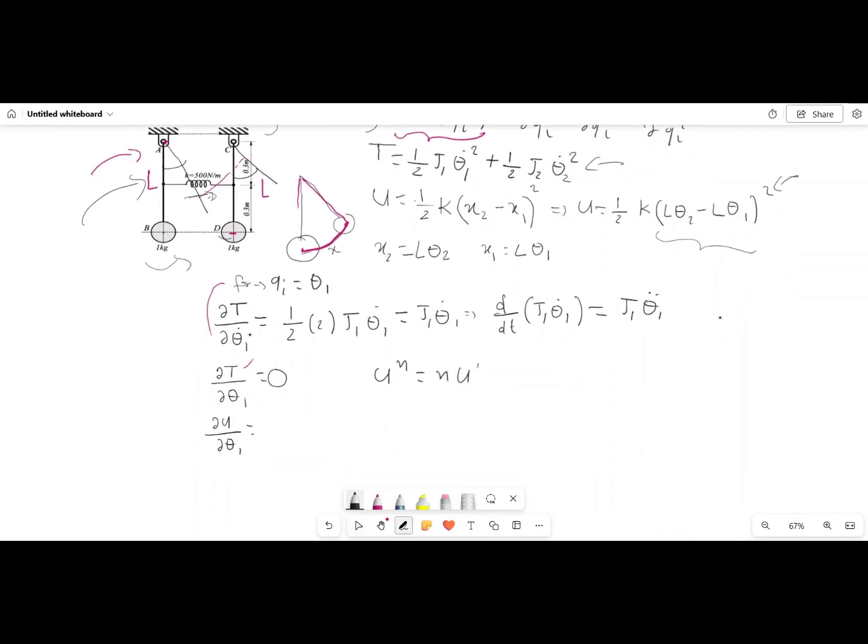Now, u prime, u to the n minus 1. Let's do this thing here. Let's forget about the half k, let's just do it for explanation. We have L theta 2 minus L theta 1, squared. So we can already see which one is our u, the guy inside here, everything. Let's apply the formula. The formula says it is n. n is 2, so we drop 2. They said u prime. For u prime, we differentiate what is inside.